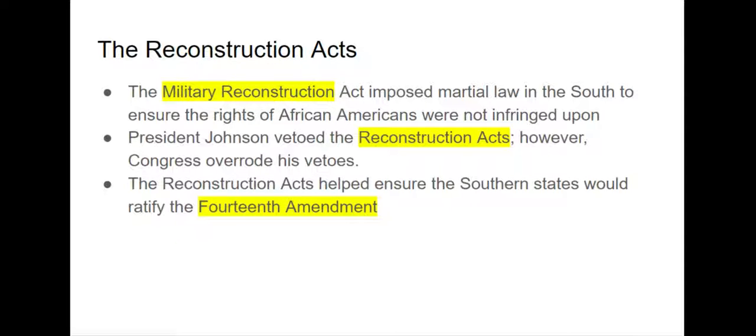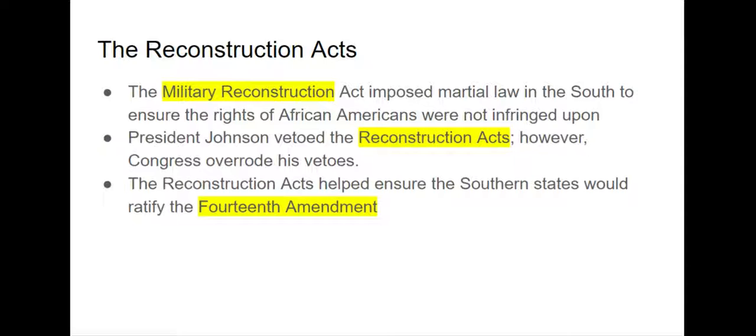The Reconstruction Acts. The big one I want you to know, the Military Reconstruction Act imposed martial law. That means the federal government went down there and Southerners weren't allowed to do much, and that was meant to ensure the rights of African Americans were not infringed upon by radical Southerners.